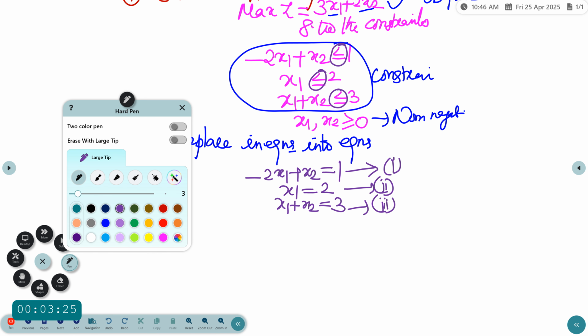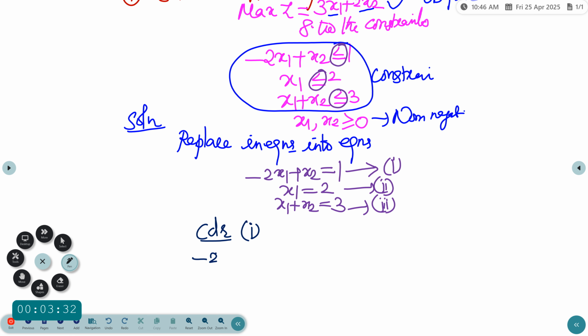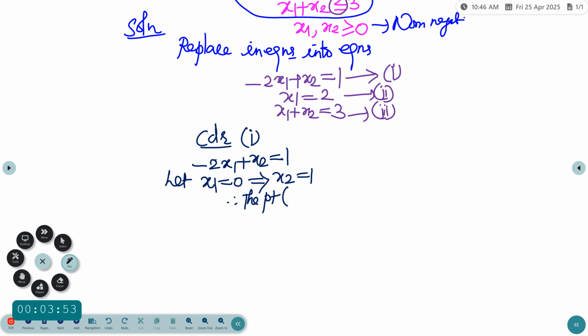Consider the first equation, minus 2x1 plus x2 equal to 1. Now we are going to find the vertex point of this line. So let the first variable equal to 0. Then this implies x2 equal to 1. Therefore the point is x1 comma x2, so x1 value 0, x2 value 1. It is written as 0 comma 1.